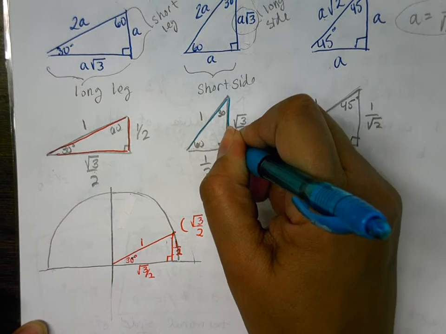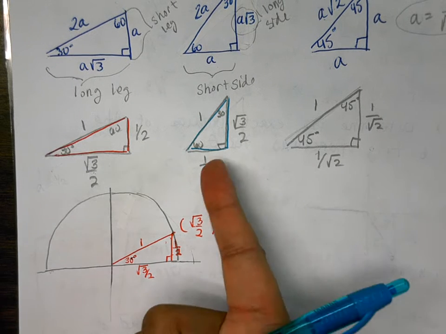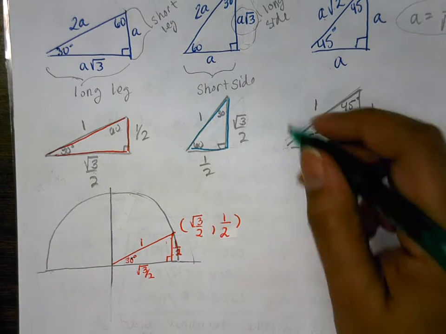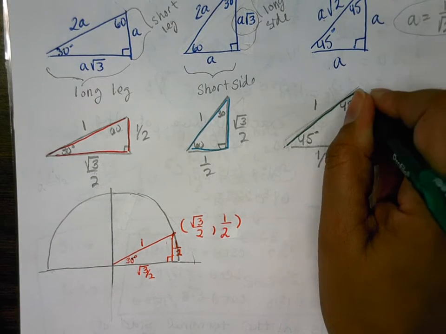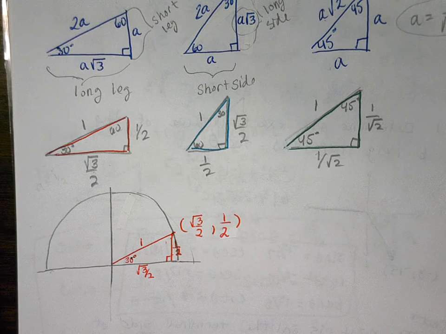Okay, next one I will put in this turquoise bluish color. I will leave it in that color, but which one should be my next color? 45. So I'm going to jump over to the 45, because if I am going in order, it goes 30, 45, 60.